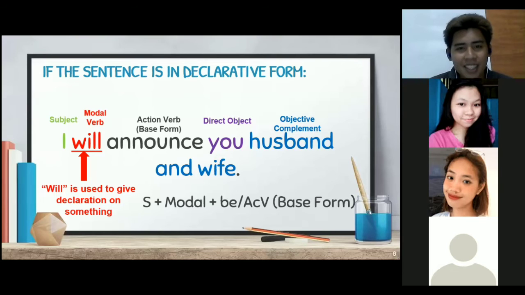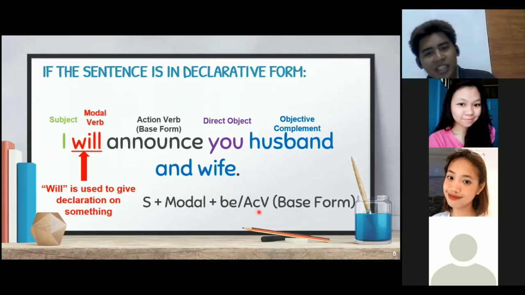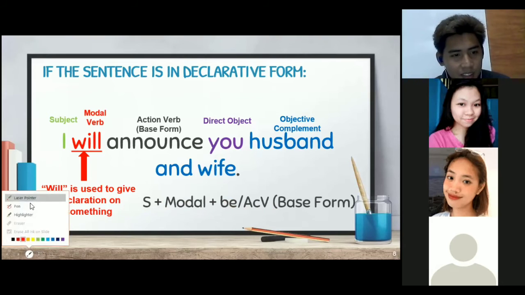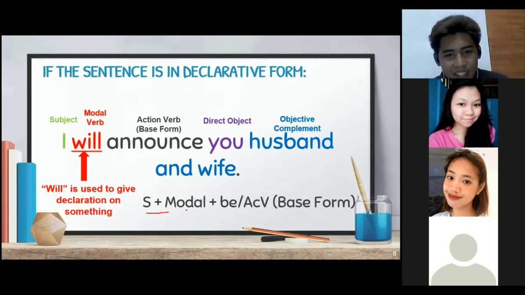Always remember, class, in creating or in constructing a declarative sentence, always remember to follow this structure. The subject, the modal verb, plus the be verb or the linking verb, the linking verb be or the action verb in the base form. So just take a look in these. Let's take a look in this pattern.